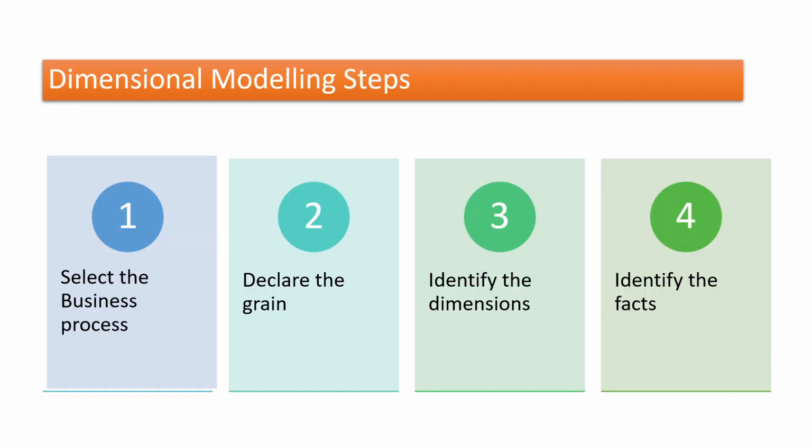So what are the important steps for dimensional modeling? The very first step is the business process. You have to select the business process. We will discuss what the business process is. Then we have to declare the grain, or level. Then we have to identify the dimensions, and then you have to identify the facts.